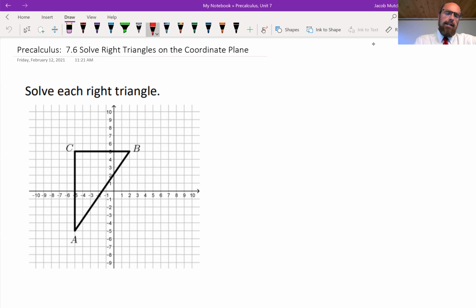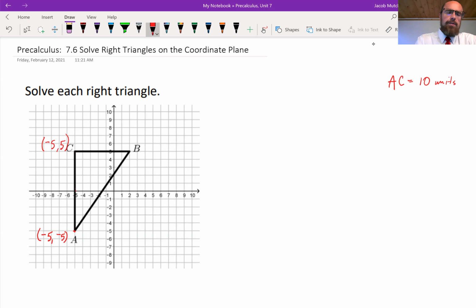So for this side AC, I really am going to use the vertices here. Let's give myself the coordinate -5, -5. And vertex C here's at -5, 5. So really, in terms of counting, I'm looking for the distance between -5 and 5. So from -5 to 0 is 5. From 0 to 5 is 5 more. So side AC has a length of 10 units.